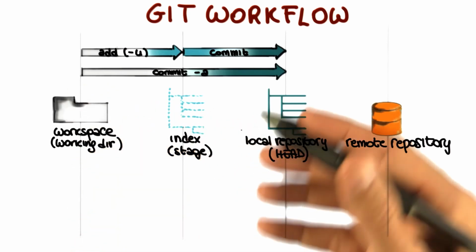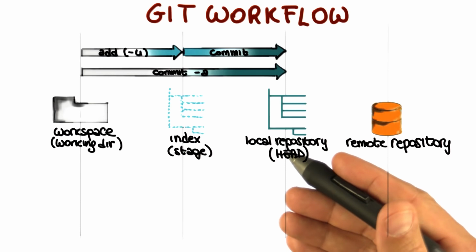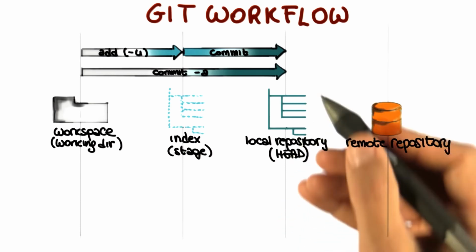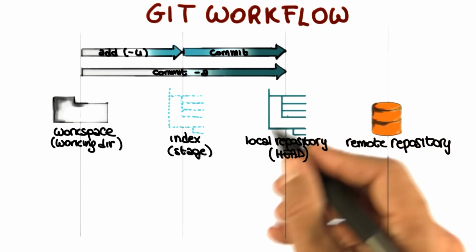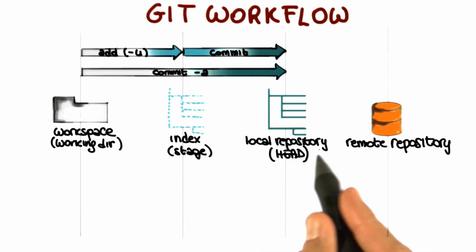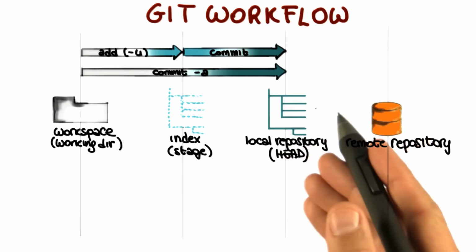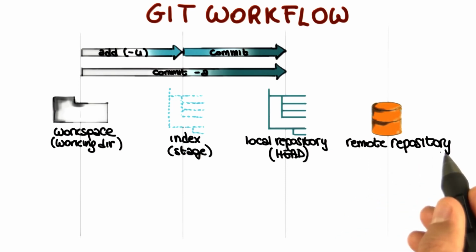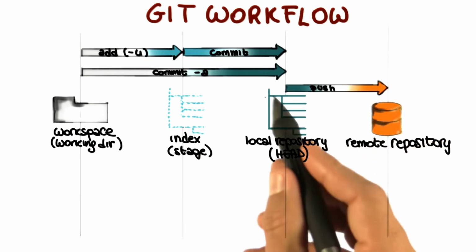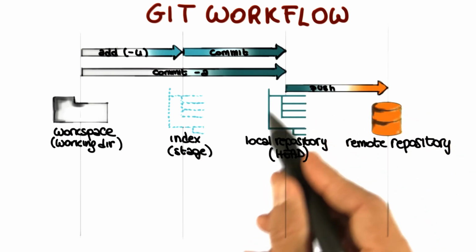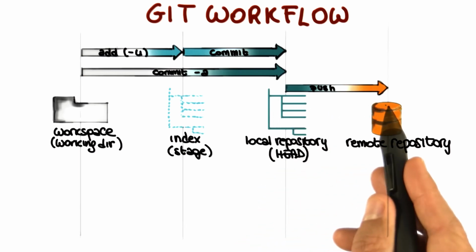As we discussed when we looked at the difference between centralized and decentralized version control systems, we saw that in the case of the decentralized, there is a local repository, which is this one. And then you have to explicitly push your changes to a remote repository. And this is exactly what the git push command does. It pushes your changes that are in the local repository to the remote repository.